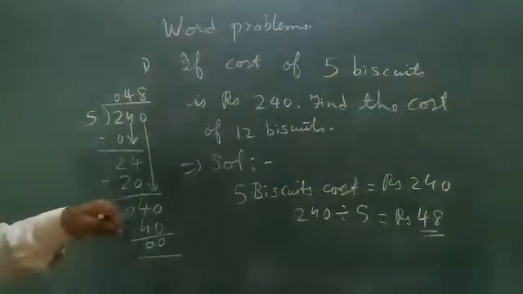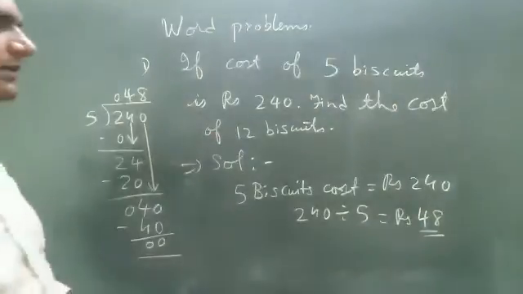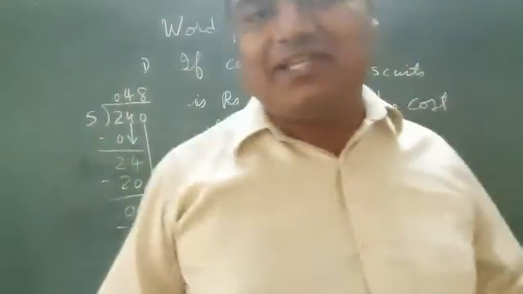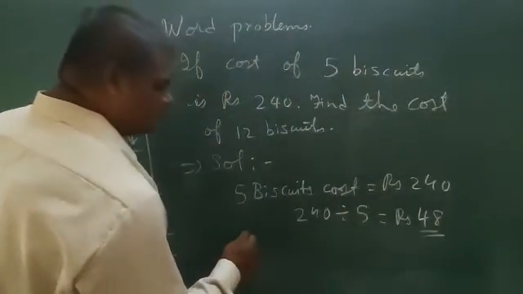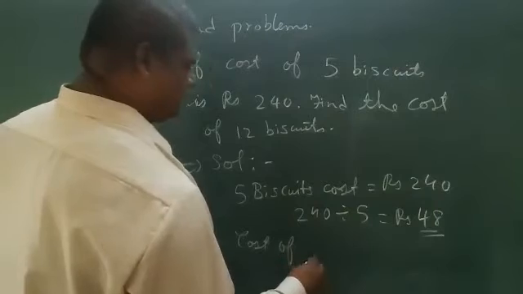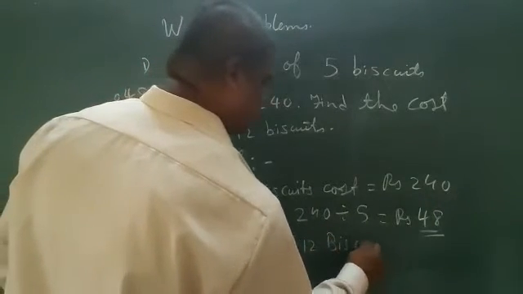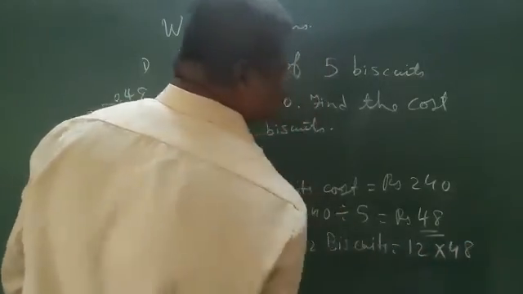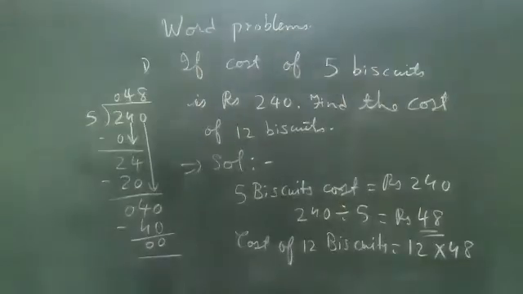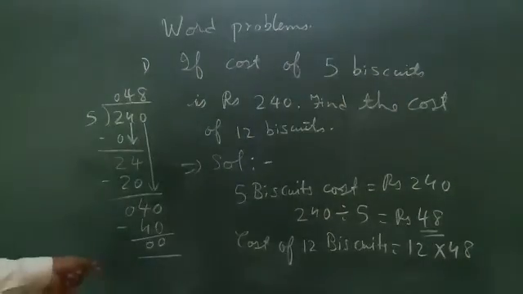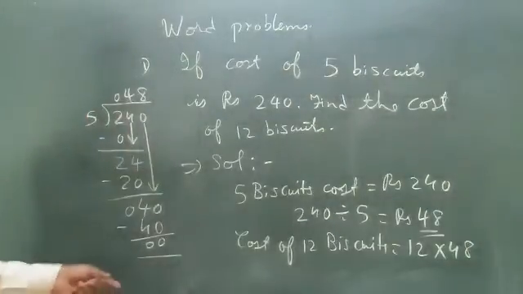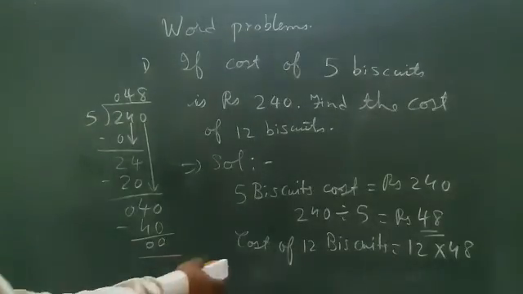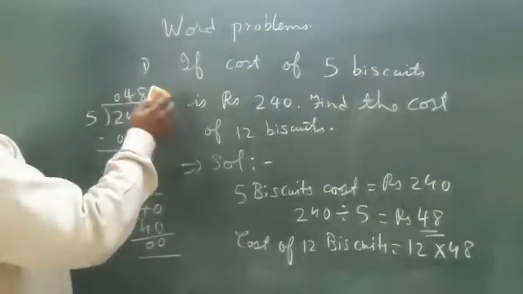Now we have to find for 12 biscuits. Obviously, now I found it for 1, so I have to find for 12. Obviously, I have to do multiplication. So the cost of 12 biscuits will be 12 into 48. Now, for that purpose, I will erase this. By watching the video only, you can copy this sum. You can pause the video and you can copy this working part. Now, cost of 12 biscuits.